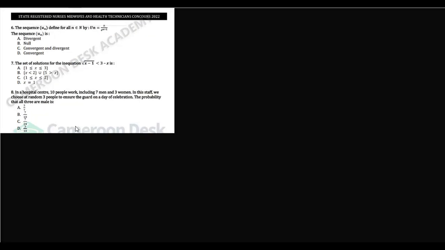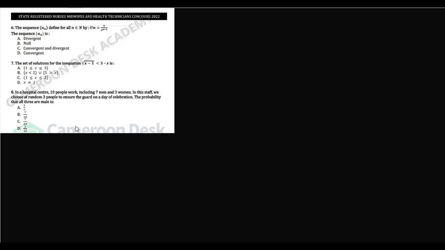Okay, so we are going to proceed with question 6. So question 6 reads, the sequence un defined for all n by un is equal to n divided by e to the n plus 1. The sequence un is A, divergent, B, not, C, convergent and divergent, D, convergent.